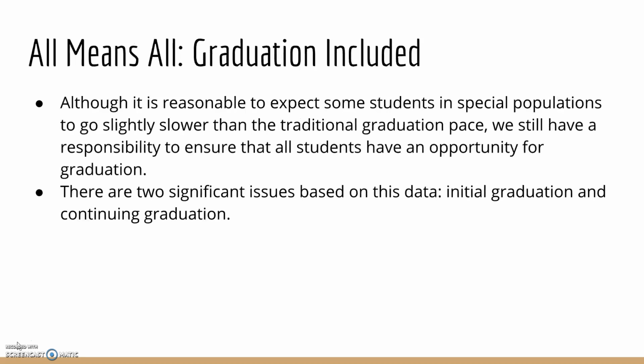So I think a lot about the motto that all means all. Every student, every day, and that has to include graduation. So although it is reasonable to expect some students in special populations to go a little bit slower in coursework than the traditional graduation pace, we still have a responsibility to ensure that all students have an opportunity for graduation. So there are two significant issues based on this data. Obviously, initial graduation, and that's something we talk a lot about in PISD, but the group that we don't talk as much about is those that are continuing on after the initial miss.